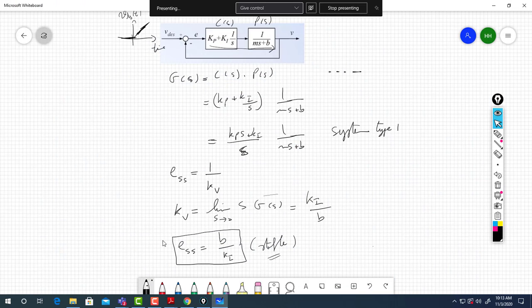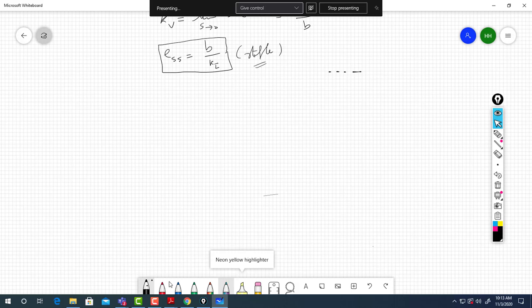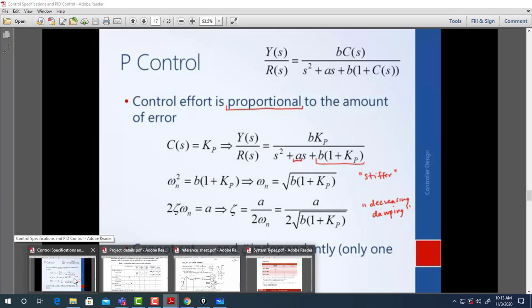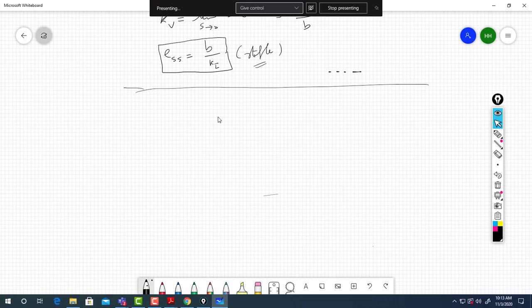Let's now start with that system. My open loop system is B over S2 plus AS plus B. This is your open loop system.